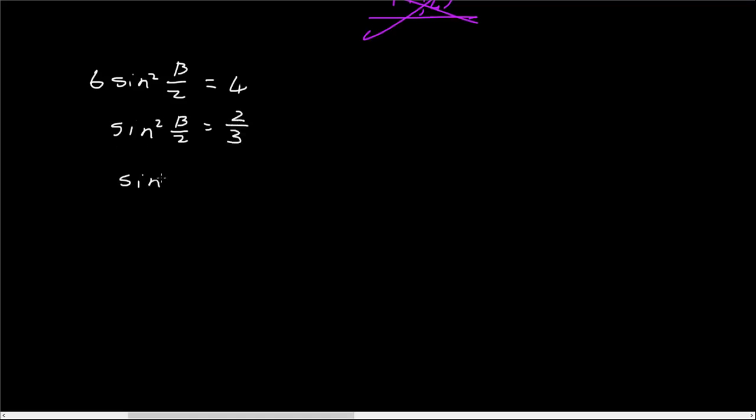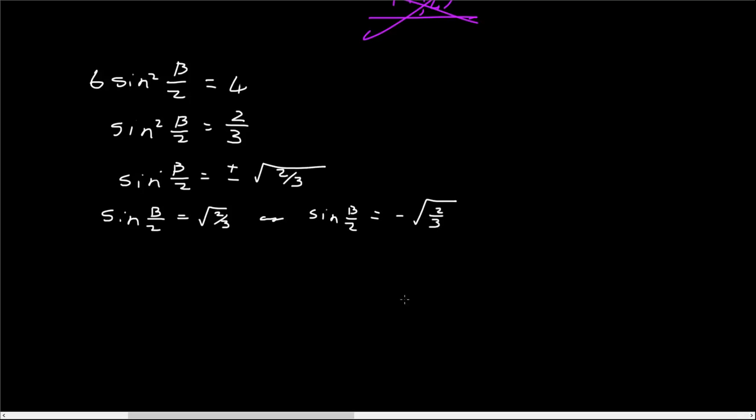So sine b over 2 is equal to plus or minus square root of 2 over 3. Remember, when you take a square across an equal sign, you always pick up a plus minus, which means that sine b over 2 equals root 2 over 3, or sine b over 2 equals negative root 2 over 3. Okay, so that is equal to 0.816.